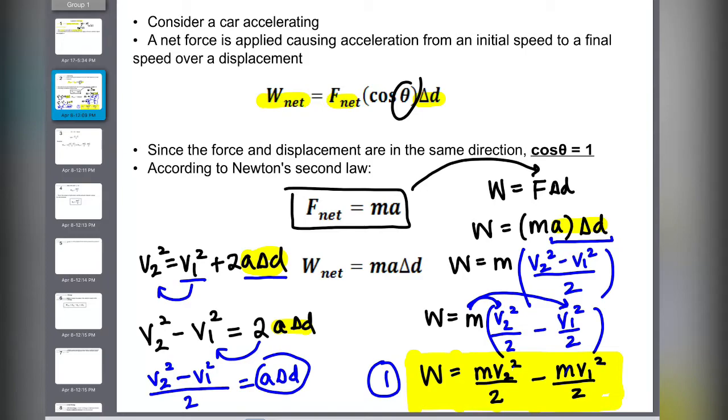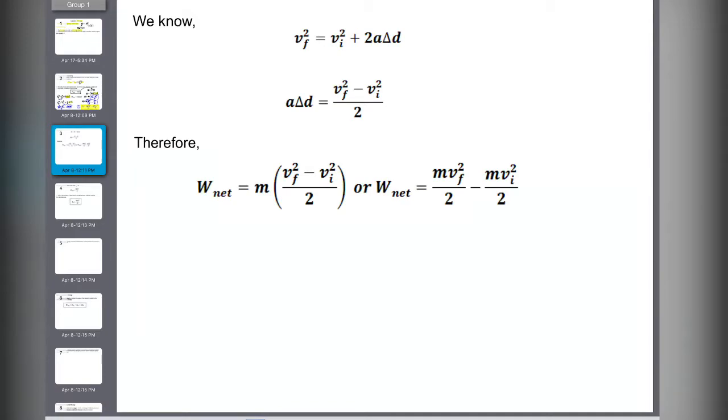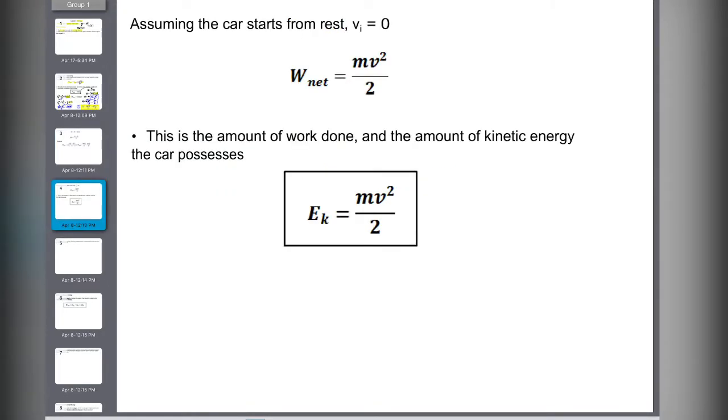So work is equal to mv2 squared over 2: the mass times the final velocity squared divided by 2, minus the mass times v1 squared over 2. So let's see where this leads us. Okay, so I just did it all, and if you want to read it through, that's how we got it.